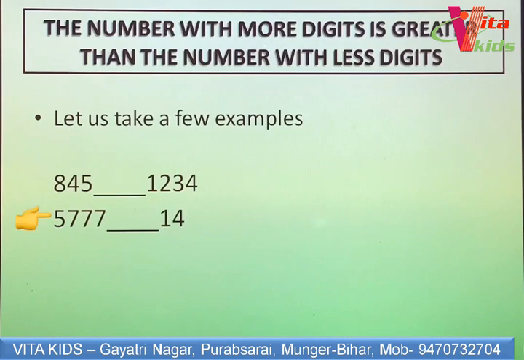The next example, 5777 and 14. The first number has 4 digits and the second one has only 2 digits. The number with 4 digits is greater. Now how will we write which is greater?